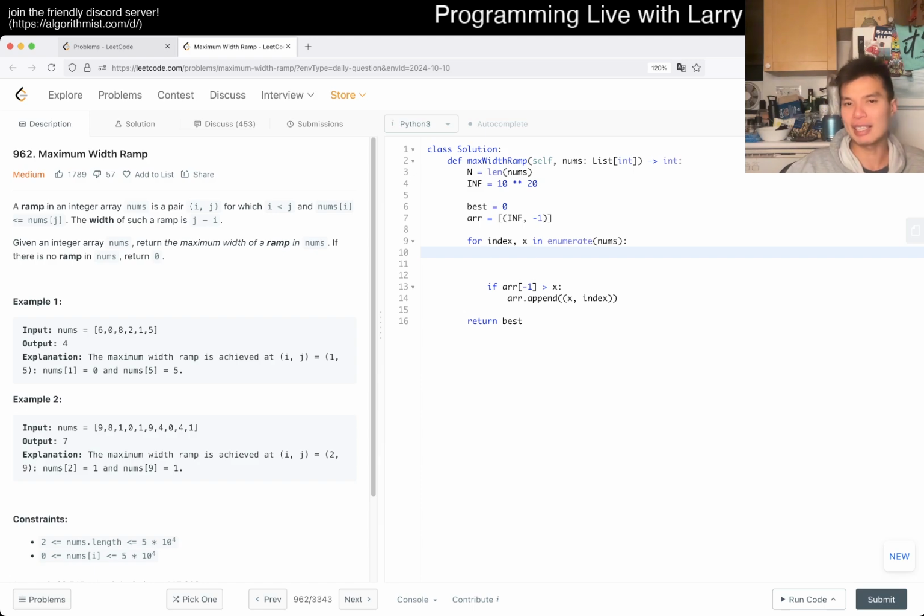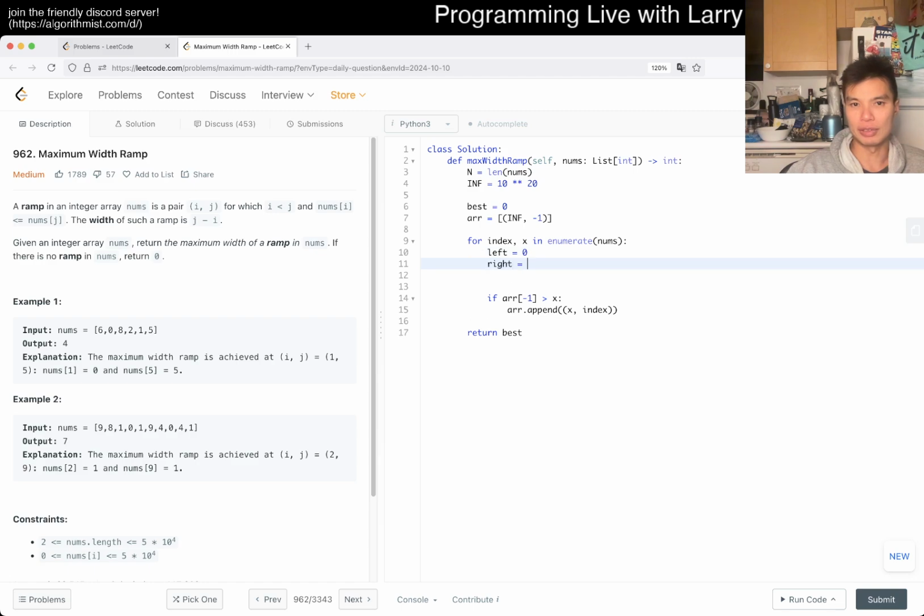Okay, for this one, I guess we can just write it out. There are a couple of ways you can write this, honestly, but I'll just write it out, right? Right is equal to length of array minus 1, because I like mine inclusive.